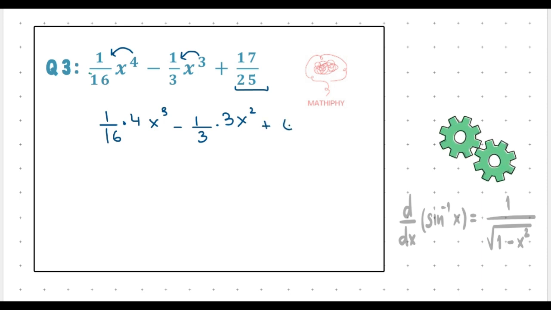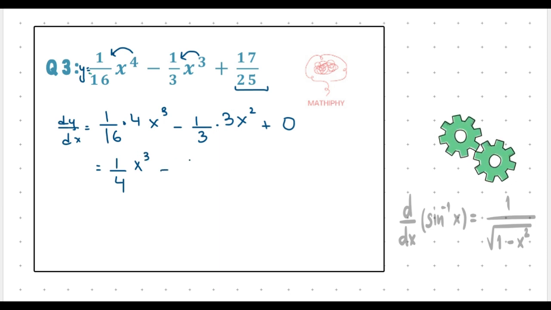And again 17 over 25 is a constant, so the derivative of it would be 0. And we just forgot one thing, that this function is y. The question hasn't given us, but let me write it over here. So it would be dy by dx. Okay, after it, 4 and 16 got cancelled out, so it would be 1 over 4 x cube. 3 over 3 got cancelled out, so it would be only x squared. And then we don't need to write 0. So dy by dx is only this function, the simplest form of it.